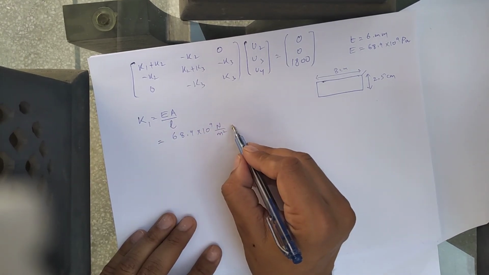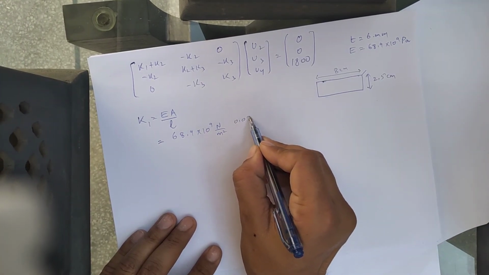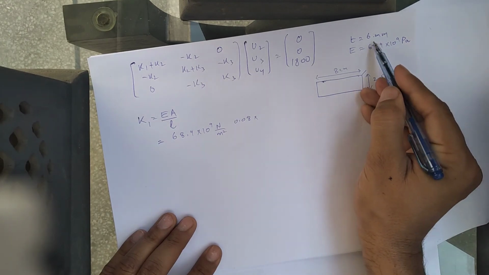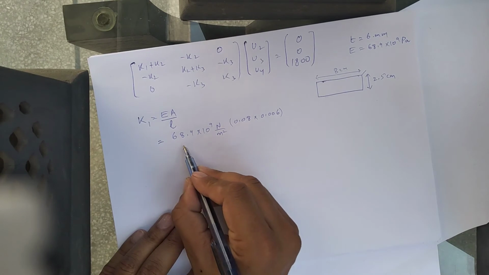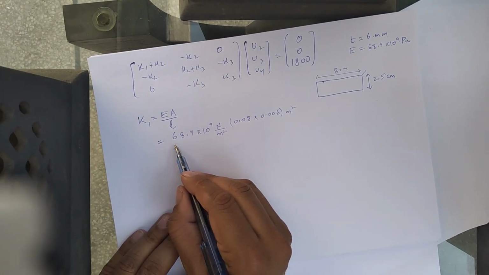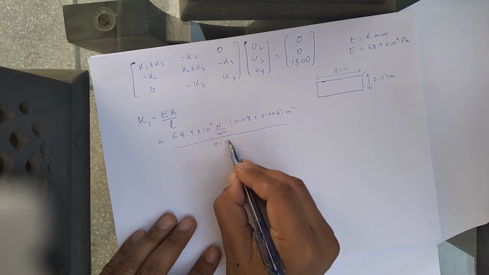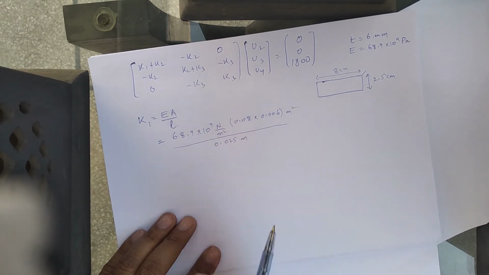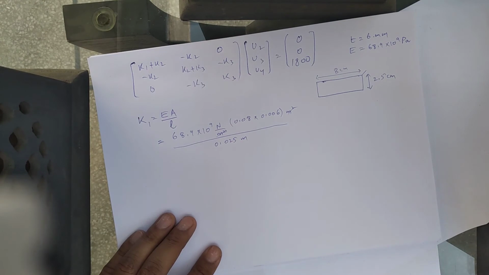And the area, we have the area for the element number 1, that will be 0.08 multiplied by the thickness 0.006, that will be the area in meters square, right? Divided by the length, that is 0.025 meters, right? So we'll get the answer in Newton per meter. This will be cancelled out with this, get the answer in Newton per meter.